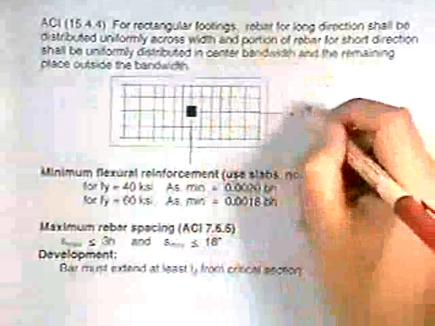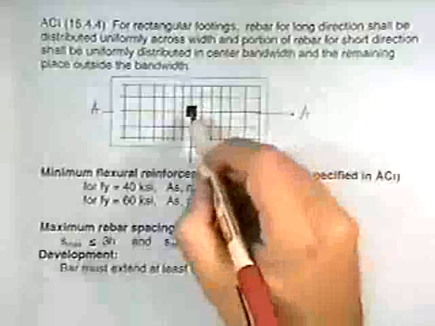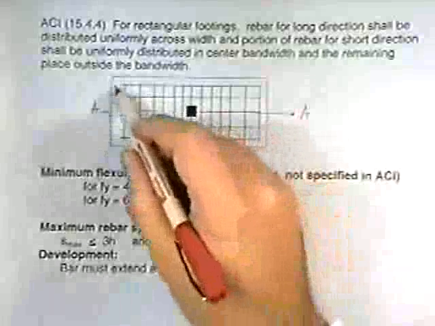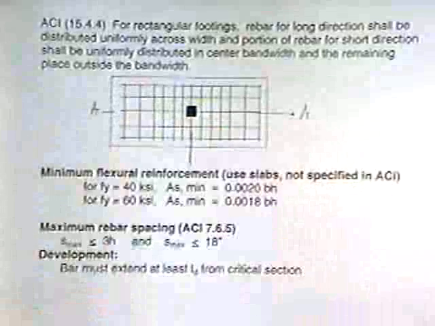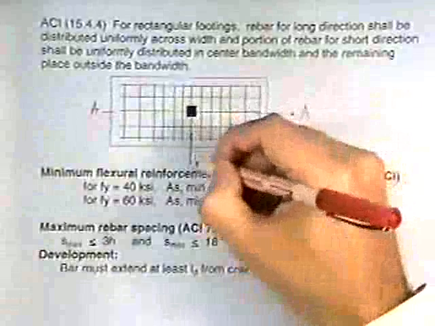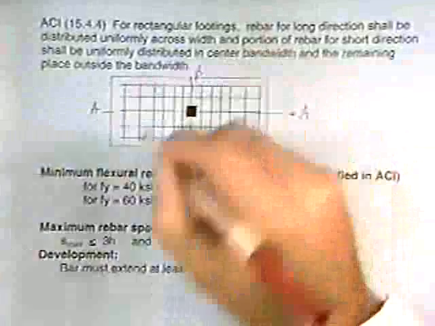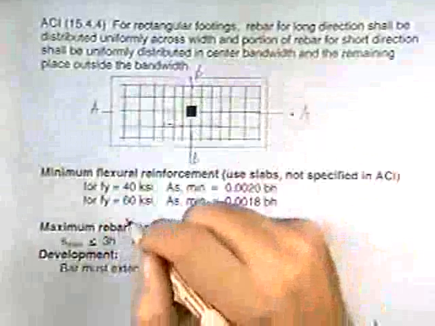Now, think about bending about AA. The column's here. What about the stresses out in this zone? They're probably not going to feel too much because it's way away from the column. But since these guys are closer in the other direction when you consider bending about BB, there has to be more uniform spacing in that direction.